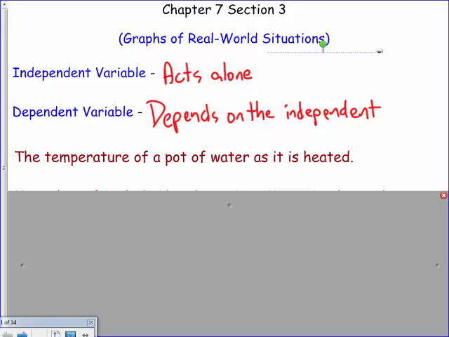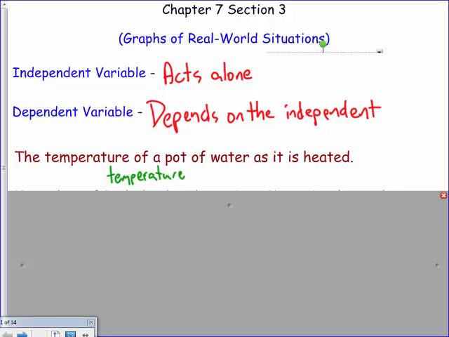So let's look at some situations where we need to decide which is the independent and which is the dependent. For example, it says the temperature of a pot of water as it is heated. I have to think about the two variables here. Most of us can realize that temperature is one of the variables. Before I decide whether that's the independent or dependent, I have to come up with the other variable. Well, I have water, I have heat. Which one would be the other variable? You have to think about what am I doing? I can increase and decrease things. That's what I'm thinking about with variables.